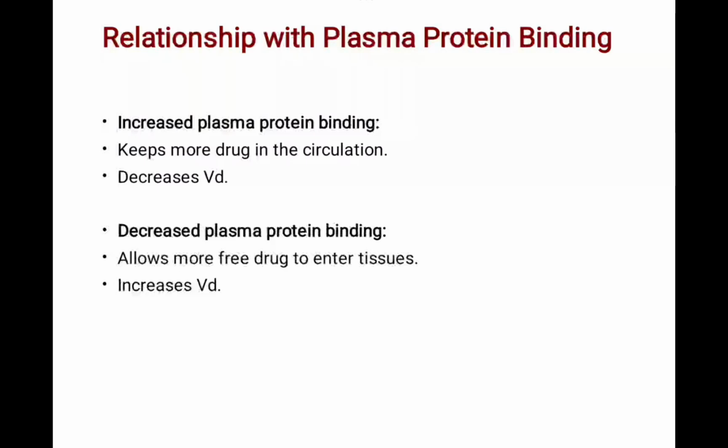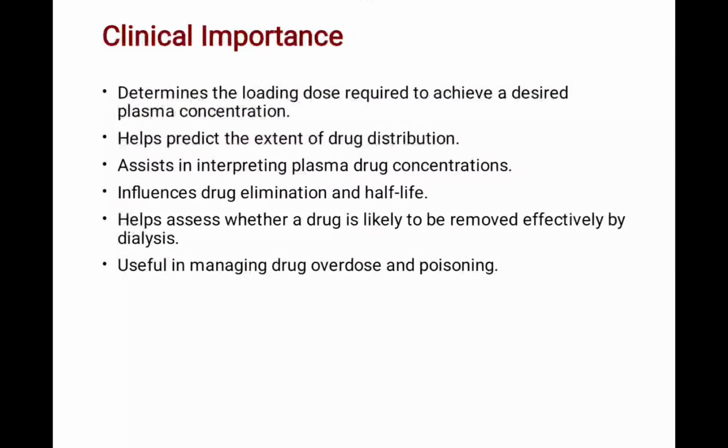When there's increased plasma protein binding, it keeps more drug in circulation. When there's high plasma protein binding, it keeps more drug in circulation, causing decreased volume of distribution. While for decreased plasma protein binding, it allows free drugs to enter the tissues, therefore increases volume of distribution. What is the clinical importance of this knowledge?